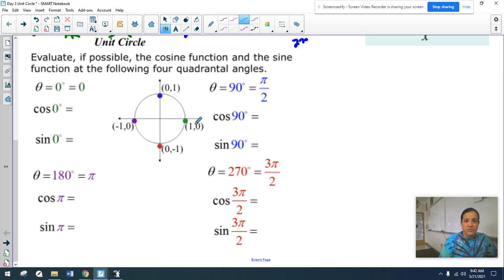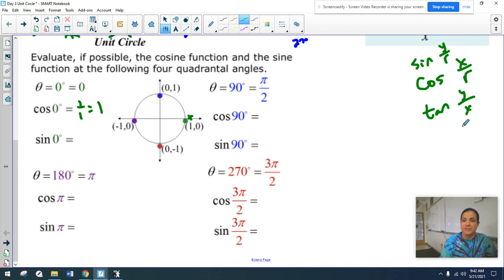So if you're doing 0, that's this one in green. So they kind of color code it. So if you're doing cosine, cosine is your x value, which is 1. So it would be 1 over 1. Because cosine is over radius. So cosine is x over radius, and the radius is always 1. Sine is y over radius, and the radius is always 1.